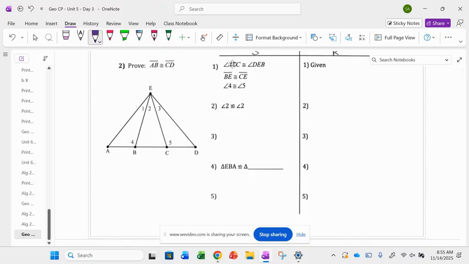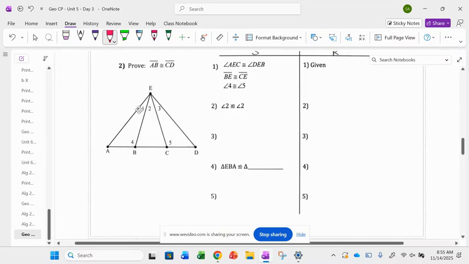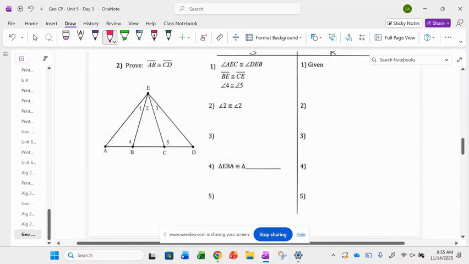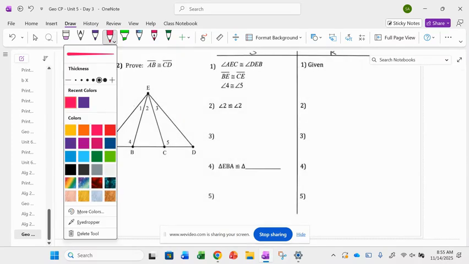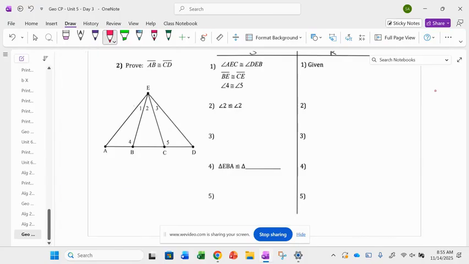Here we have, in the given information, angle AEC. So I have to mark this. AEC is congruent to DBE. And then we have BE is congruent to CE. And I have angle 4 is congruent to angle 5.